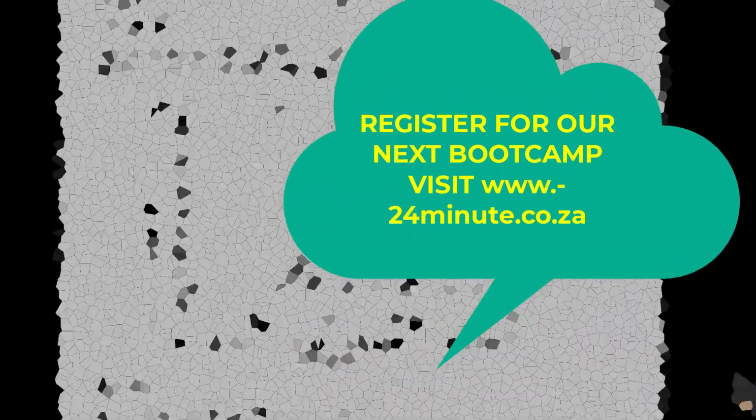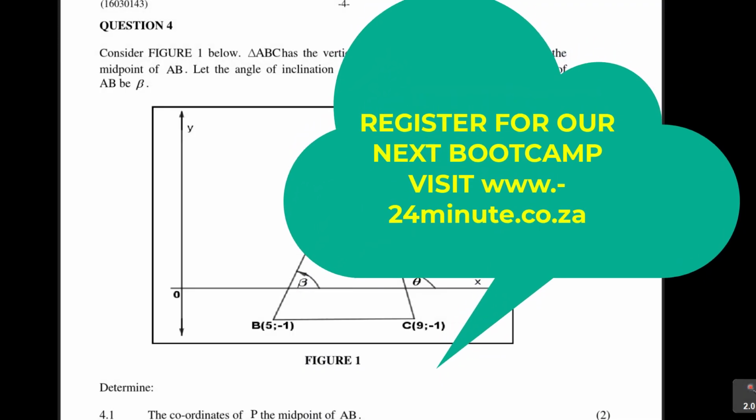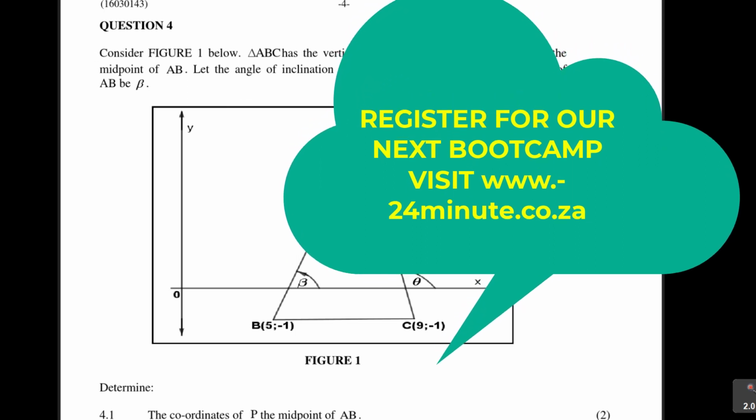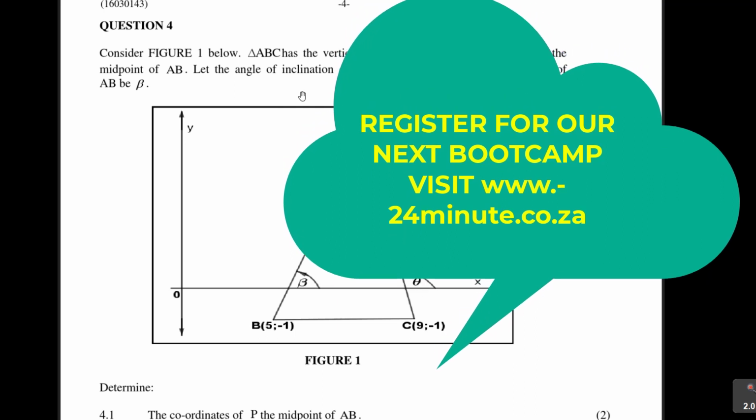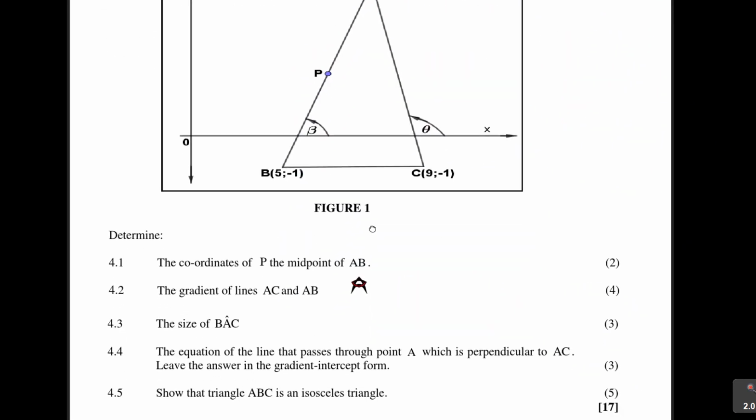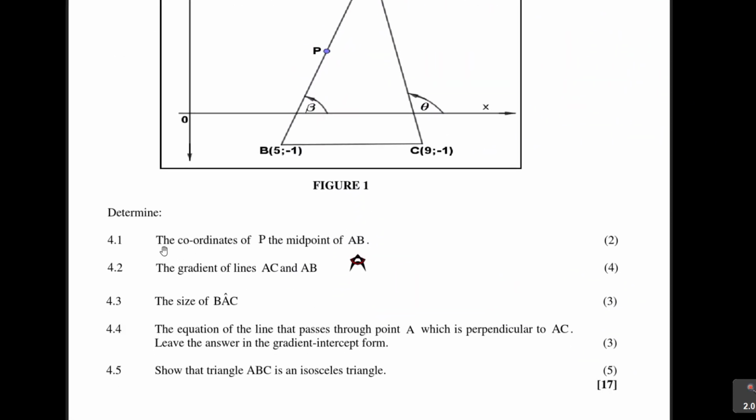I like this question in the sense that it will give us that kind of gradient. This theta is the one that we're trying to deal with. It says, consider figure 1 below. ABC has vertices, so they gave us A, B, C there. P is the midpoint of AB. Let the angle of inclination of AC be theta, and the angle of inclination of AB be beta. Question 4.1: determine the coordinates of P, the midpoint of AB.